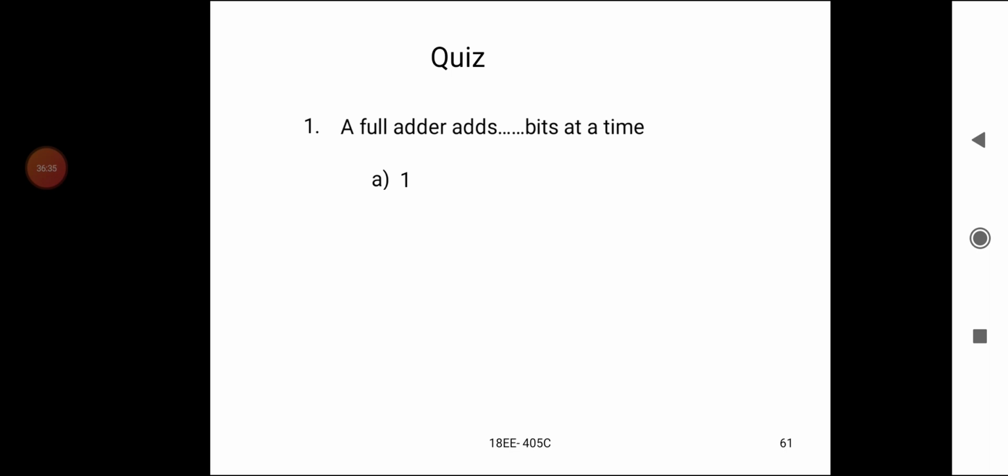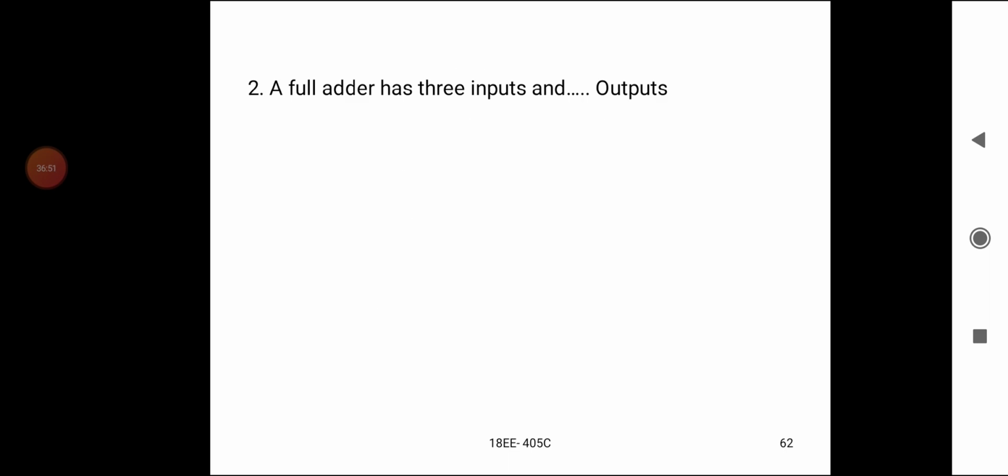A is 1, B 2, C 3, D any number. A full adder adds 3 bits at a time. So our answer is C.